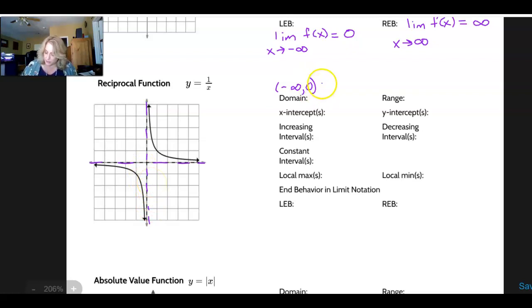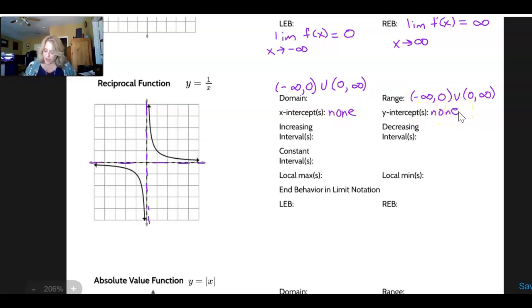So it sort of jumps, so we write an or symbol, that U is an or symbol, and then it picks back up on the other side of 0, so we say or 0 to infinity, because then it goes forever to the right after that. And the same thing with the range, it goes forever up, then it jumps, and then it keeps going up. So it's the same thing: it goes from negative infinity to 0, and 0 is not included, or 0 to infinity. So it's coming up, and then it sort of jumps, and then it comes up again. And there aren't any x-intercepts, and there aren't any y-intercepts.